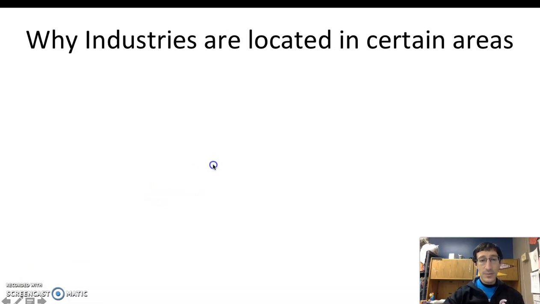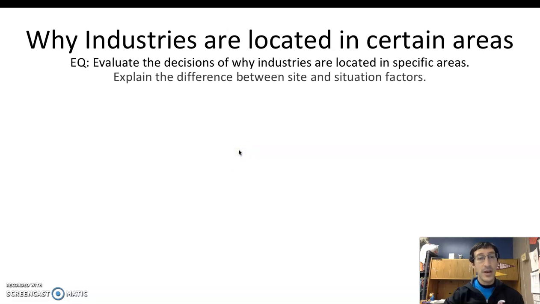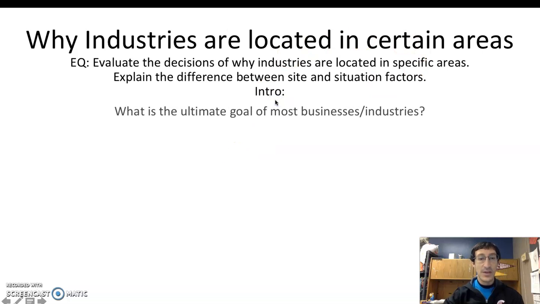Within that, we want to evaluate the decisions of why industries are located in specific areas. So why do we target industries in certain parts of the globe, and explaining the difference between those site and situation factors. We have to ask ourselves at the end of the day what the ultimate goal of most businesses and industries is. Now, obviously, I'm not talking for all, but the majority of them are out there to make profit. How can they make the most money? A lot of it comes down to cost. So what is the least costly way to make the most money? And a lot of it comes back down, at least initially, to site and situation factors.